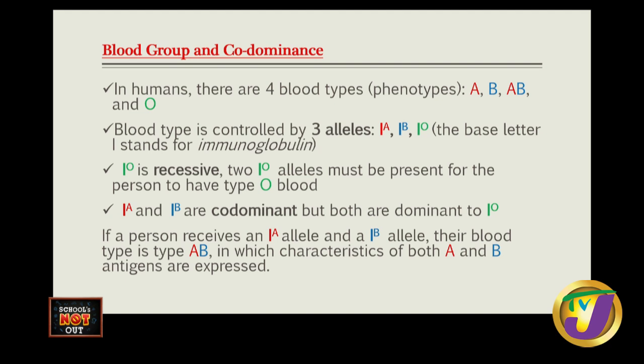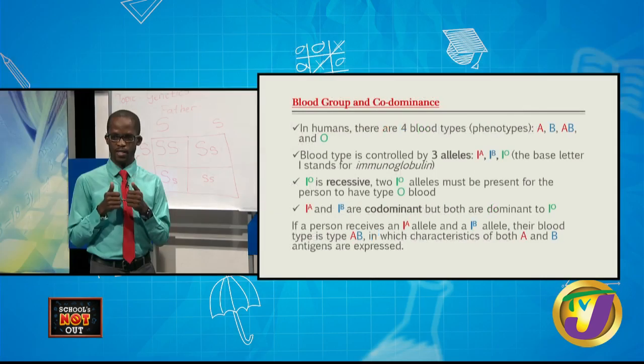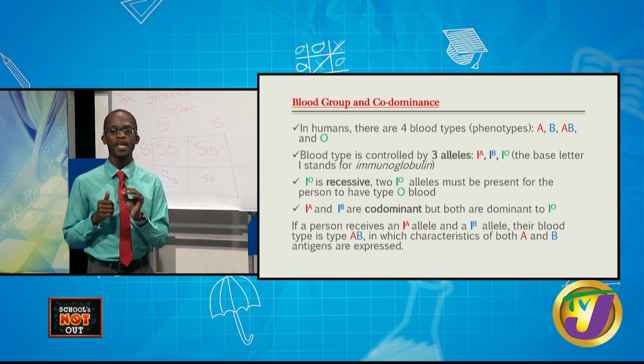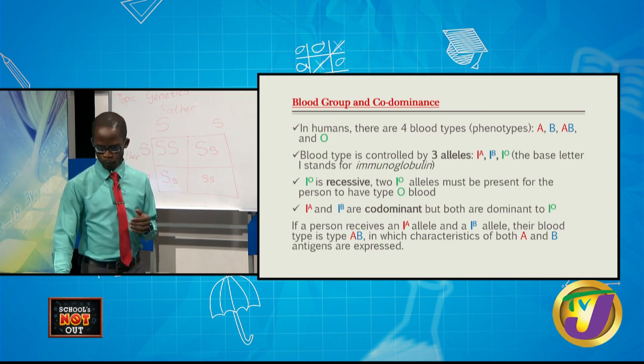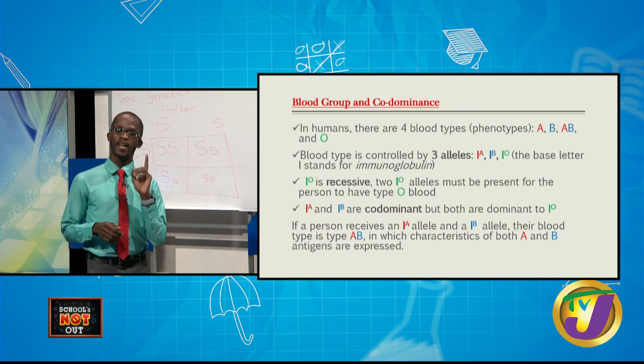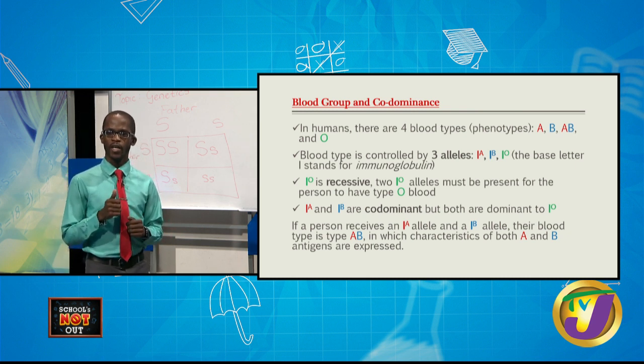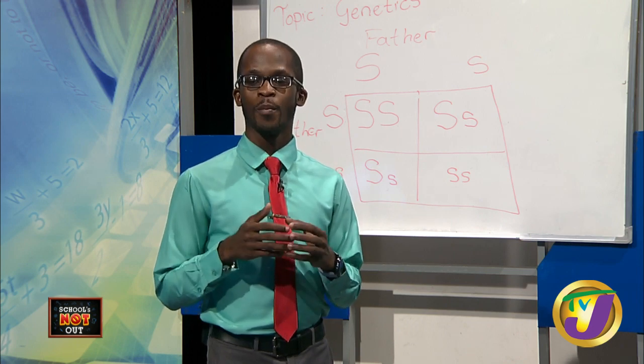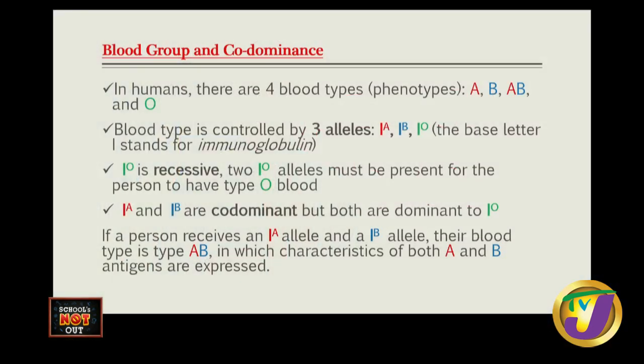Now, for blood group, we have 4 possibilities. You have A, B, AB, and O. In this case, we represent them using, and sometimes we use the letters IA or IB or IO to represent the alleles, and I represents immunoglobulins. IO is recessive, but IA and IB are codominant. So if someone inherits an A allele, and they also inherit the B allele, they would end up having a blood type that is AB.